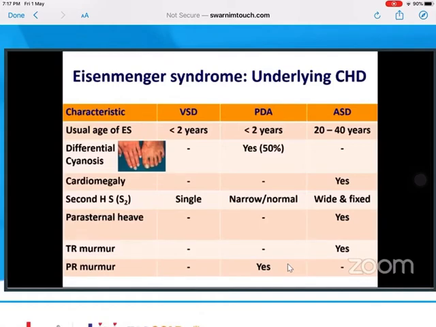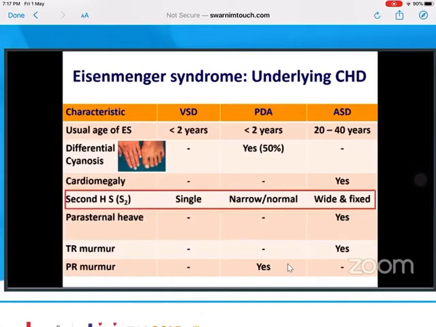In ASD, you will have cardiomegaly. But I think the best differentiation is by the second heart sound, and this is what has been there for a very long time, in Paul Wood series also, that if you have a single second sound, you call it VSD. If you have a narrow split or a normal split, call it PDA. If it is wide and fixed, it will be ASD.